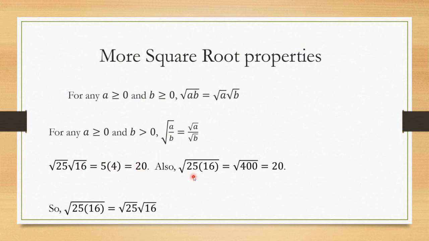Now let's look at this though. The square root of 25 times 16. Well, 25 times 16 is 400. So the square root of this product is the square root of 400, which does turn out to be 20. Okay, so this is equal to 20, this is equal to 20, so they're both equal to each other. That's just illustrating this property. It's not a proof. It's illustrating it though. So that's what we get.